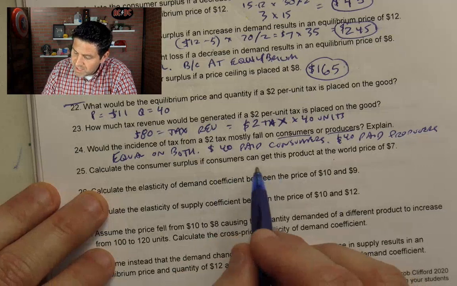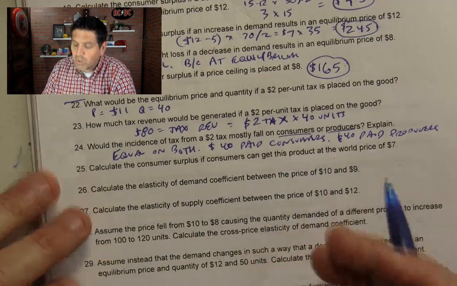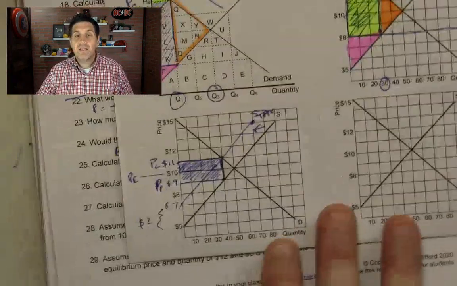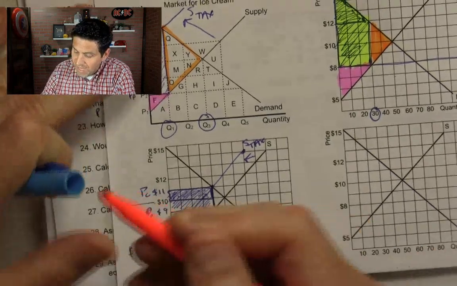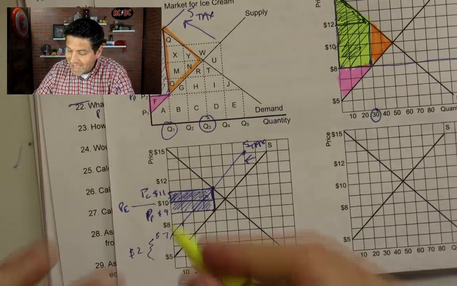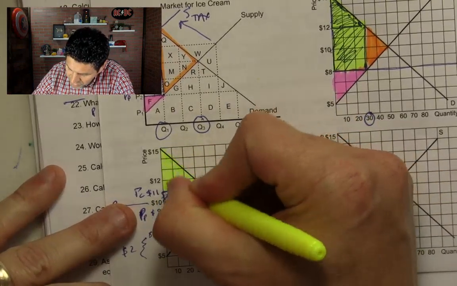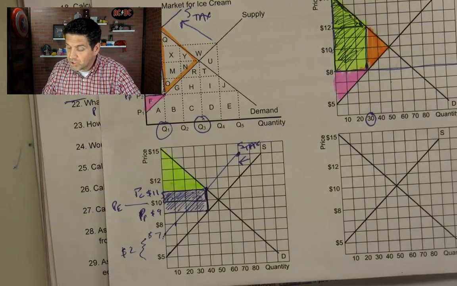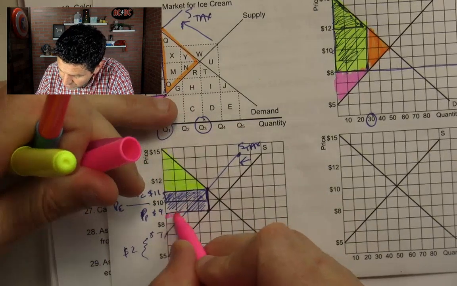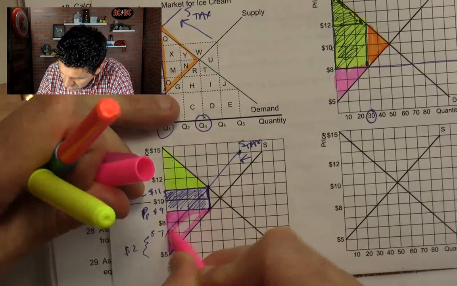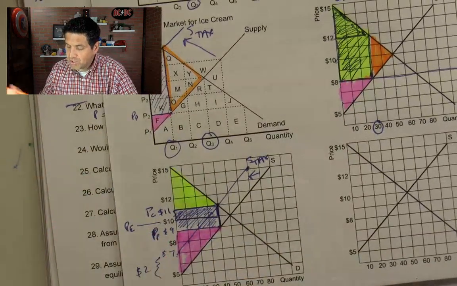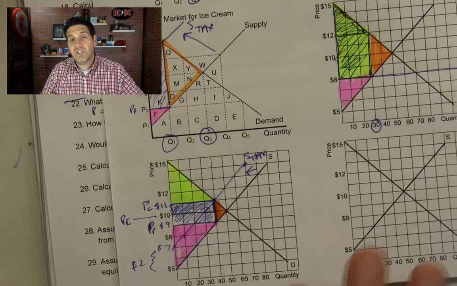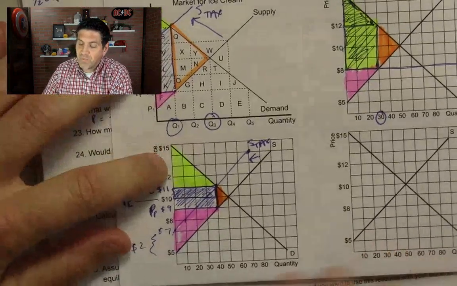Calculate the consumer surplus if consumers can get this product. Okay, we're switching gears again. For this one, let's go back to this tax. Understand that, number one, consumer surplus after this tax would be here. I'm not going to ask you that question, but you should understand where it is. You should also understand that producer surplus after this tax would be here. That's producer surplus. And you should also understand that deadweight loss would be that triangle. Again, I'm not asking you to do those calculations in these questions, but you should be able to do those. We've practiced them earlier.